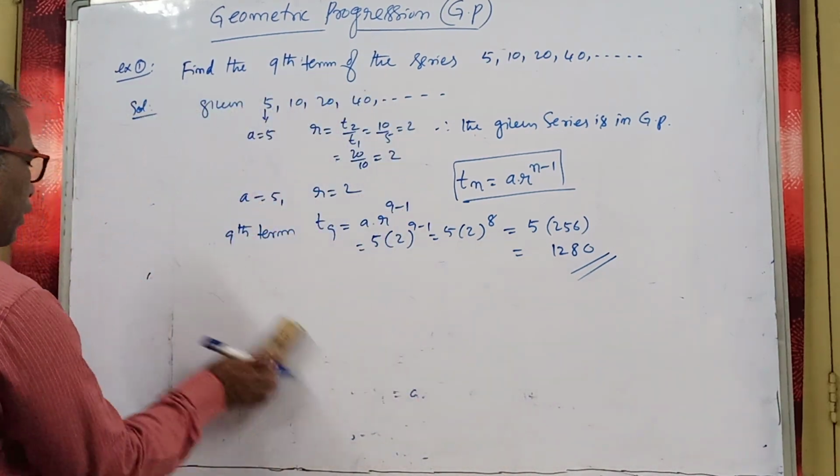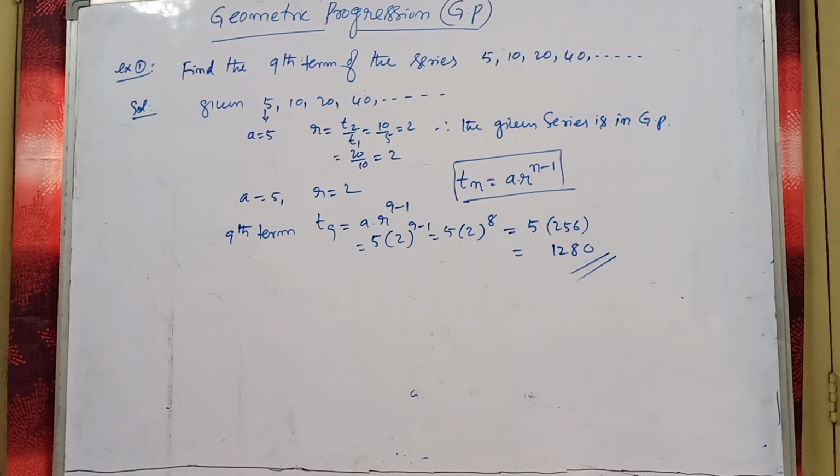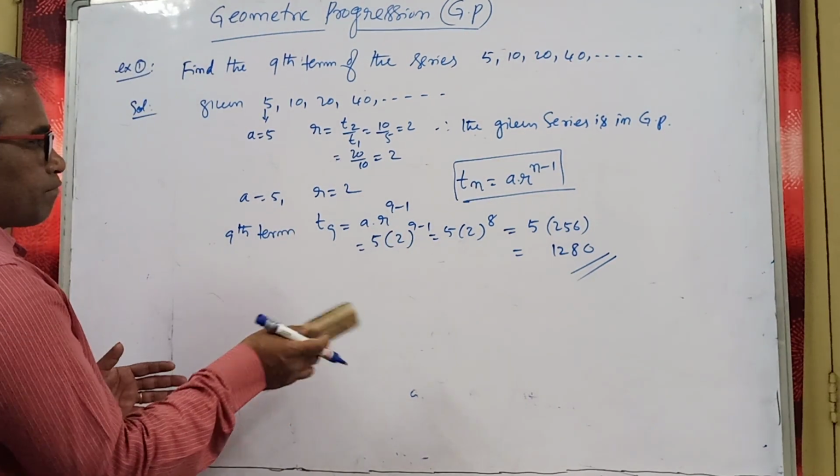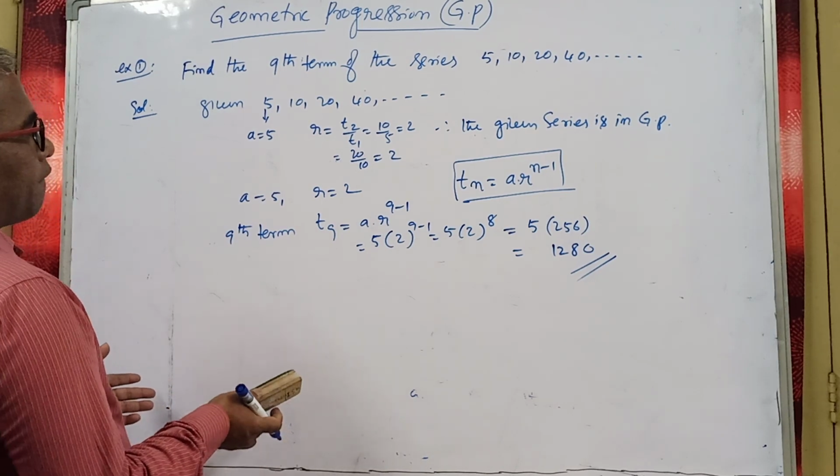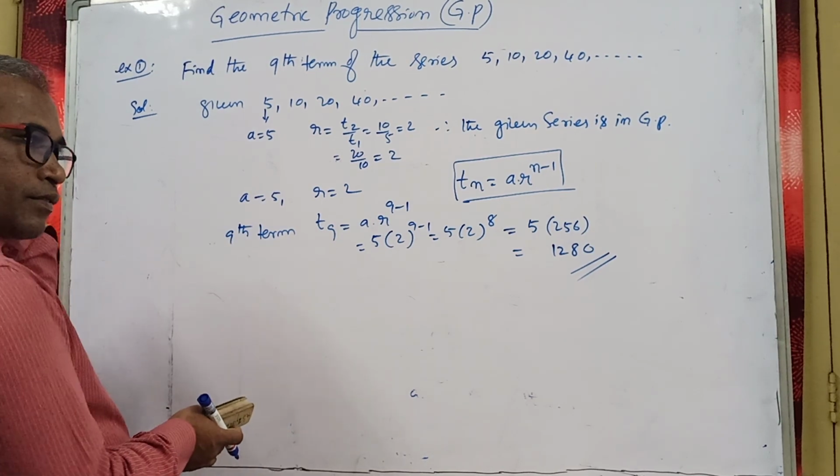Now one more question for this, a different model. Find the number of terms in the GP 6, 12, 24, and so on. Shall I write this? Copy this.